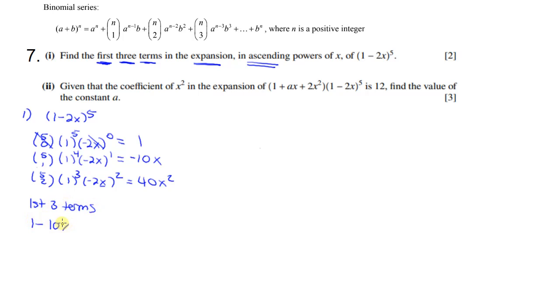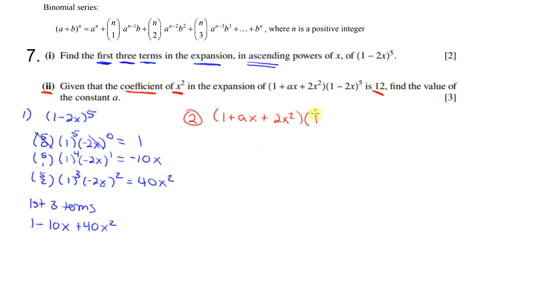Now this next part says, given that the coefficient of x squared in the expansion of 1 plus ax plus 2x squared, times 1 minus 2x to the fifth, is equal to 12, find the value of the constant a. All right, so they want us to multiply this together. Now, we're not going to need any more than the first three terms that we just figured out.